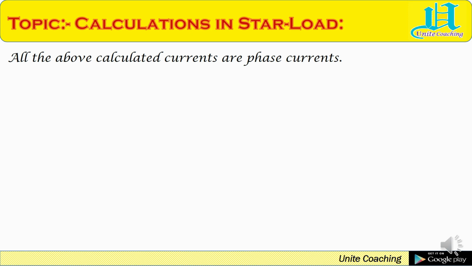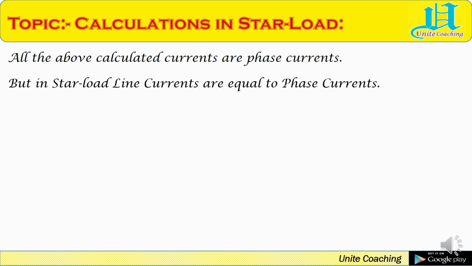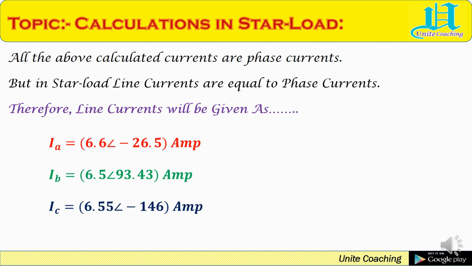Now we are going to move towards the phase currents. In star load, line current is equal to phase current. That means all the currents that we have calculated earlier are also called line currents, also called phase currents. So you can write IA, IB and IC values the same as earlier.